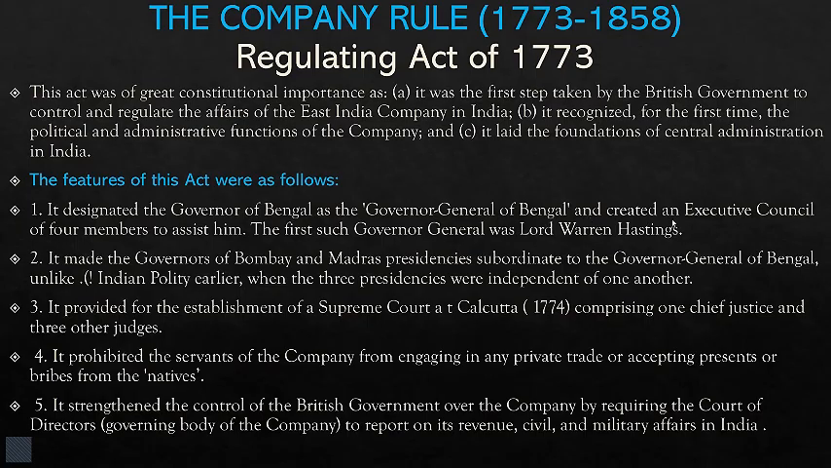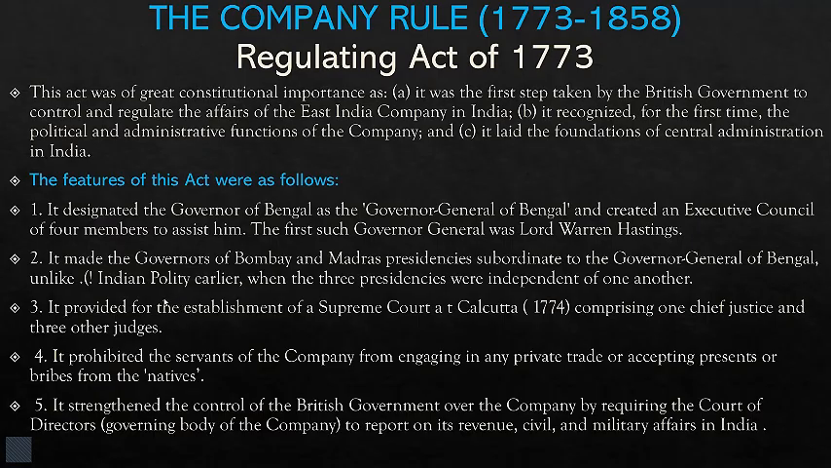It also created an executive council of 4 members to assist him. So there were 5 members: first the Governor General of Bengal, who had the absolute or most power, and then an executive council of 4 members to assist him in taking decisions and controlling the territory. The first such Governor General was Lord Warren Hastings.